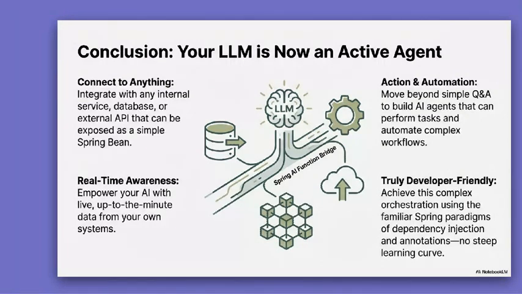The ultimate outcome is the birth of the active agent. We've shifted the role of the LLM from just explaining the world to actively participating in and manipulating the enterprise environment. So let's summarize the 4 big benefits this architectural shift delivers, especially for our Java developer audience. Okay. First, connect to anything.